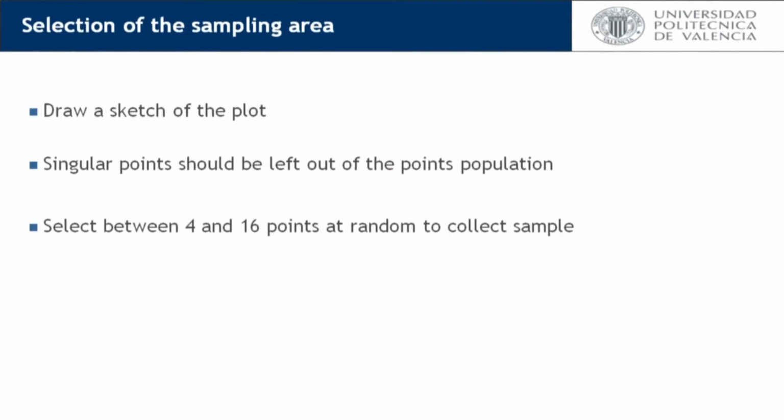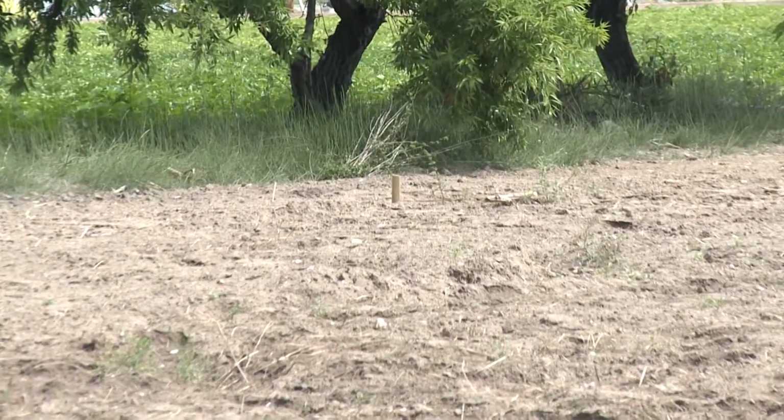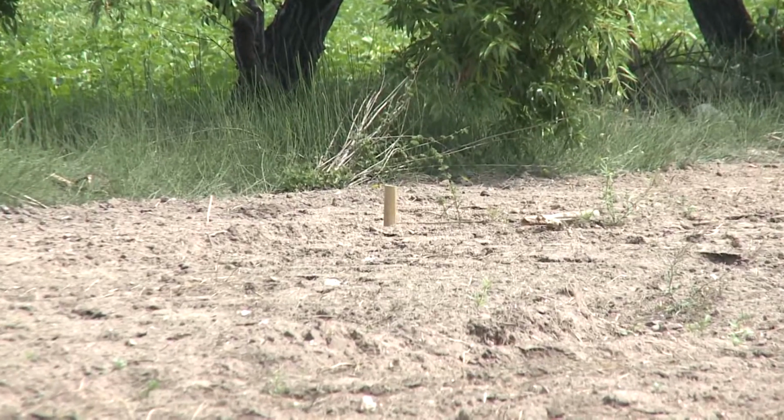On the plot that meets the appropriate conditions, between 4 and 16 points are to be selected randomly for sampling in each of them.